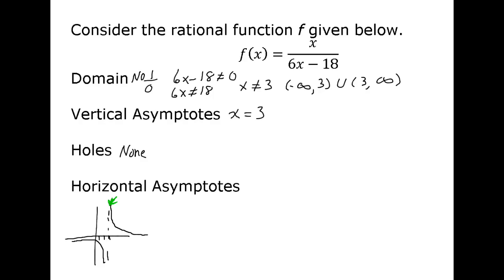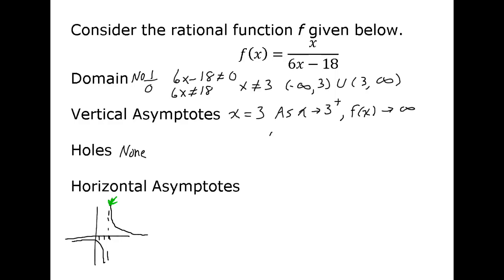We describe that going up to the right of the vertical asymptote by saying, let's write it in black. As x approaches 3, and then we put a little plus sign to mean 3 from the right, or numbers that are a little bit bigger than 3. So as x is approaching 3 from the right, the y values, f of x, go to positive infinity.